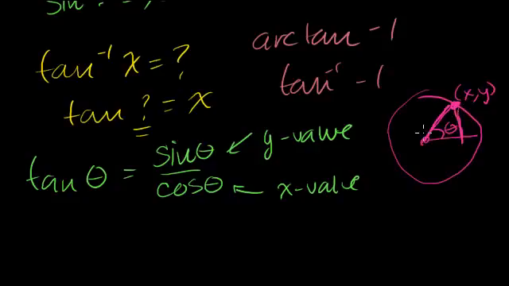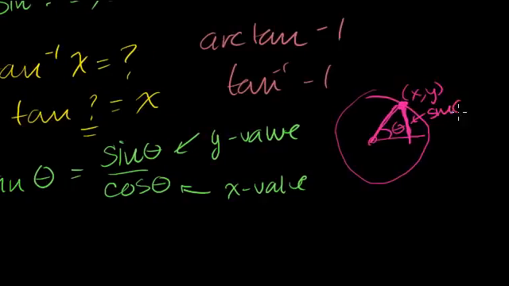We know already that the y value is the sine of theta. Let me scroll over here. Sine of theta. And we already know that this x value is the cosine of theta. So what's the tangent going to be? It's going to be this distance divided by this distance.